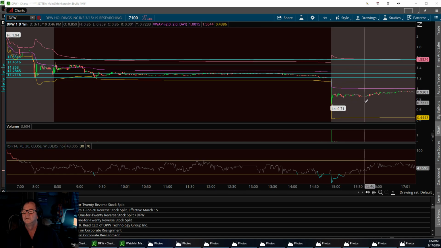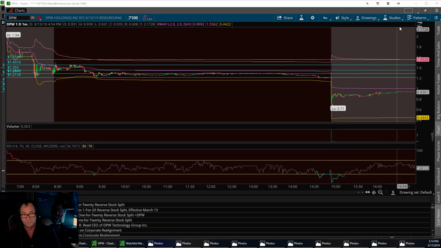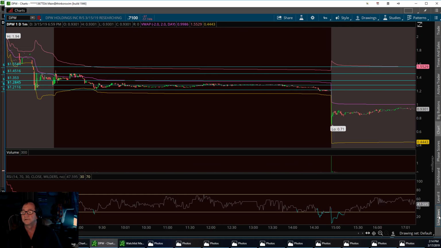Okay, so the pullback on, like I said, this is a reverse split on a stock that's not doing very well, DPW. And so I'm kind of looking at it right now. I think it probably could pull back more. I mean, to me, this stock is worthless, especially after the reverse split when it was down there at 10 cents. And they try to bring it back up above a buck, and I think it'll just fail some more. So that's what I think about this trade right now. I'm having some real bad issues with my Thinkorswim platform right now.